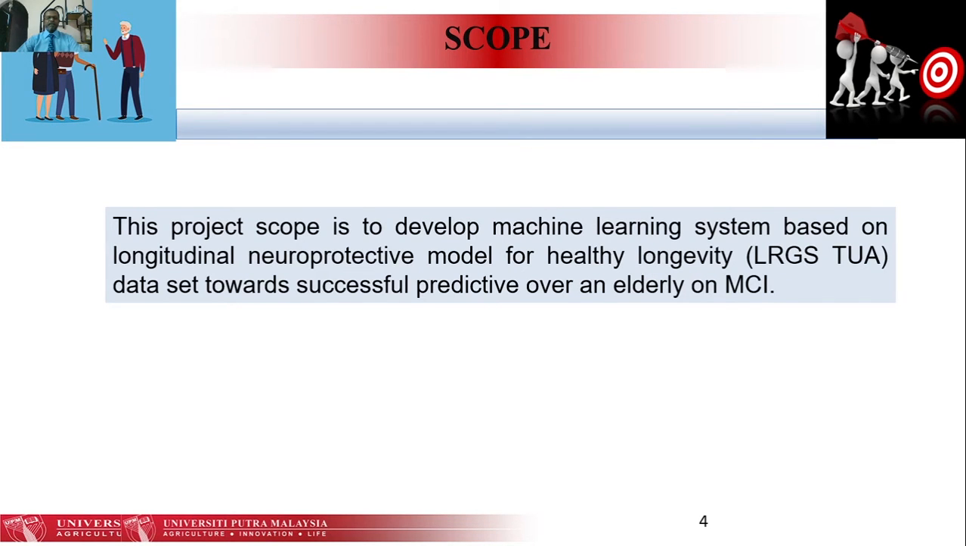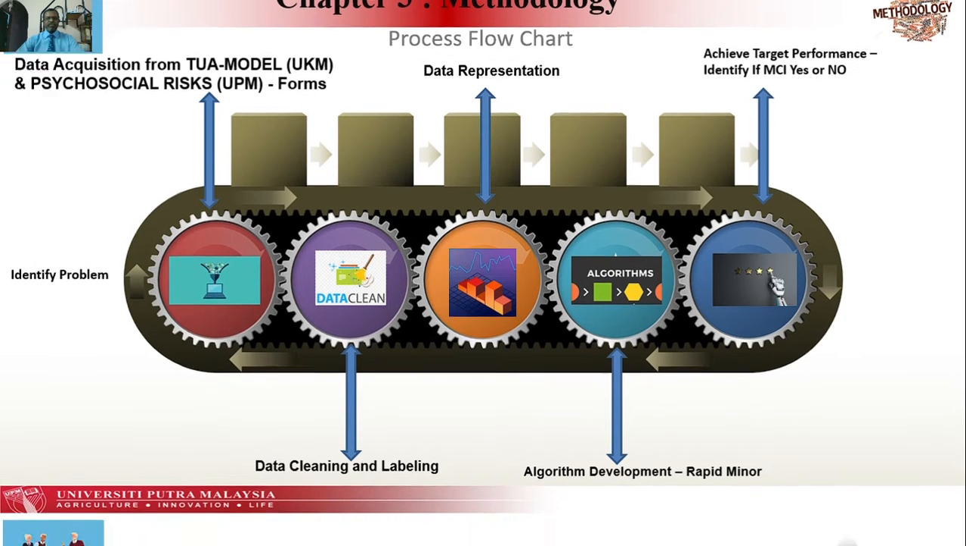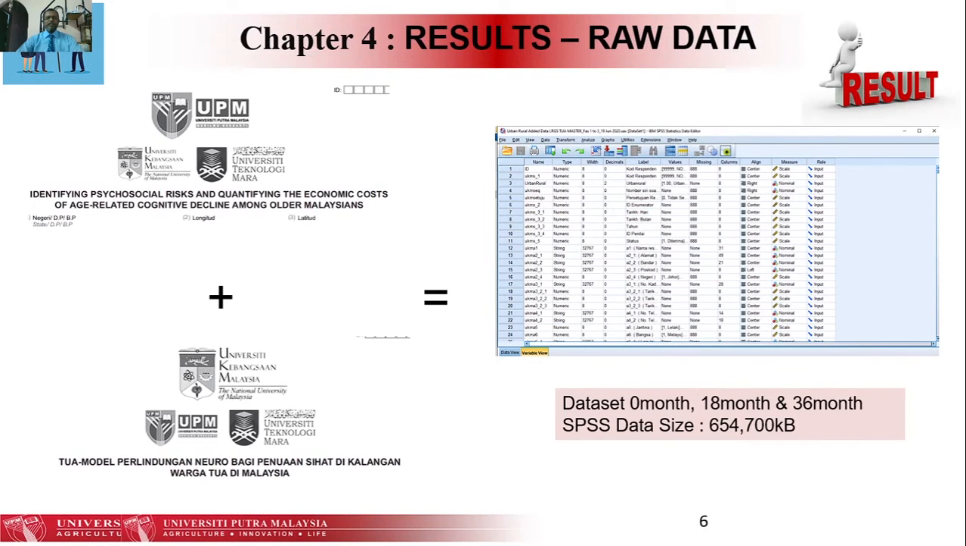The scope is still the same. This is the basic flow chart of a machine learning technique that has been used and practiced to get the outcome for this research. The results and the raw data.